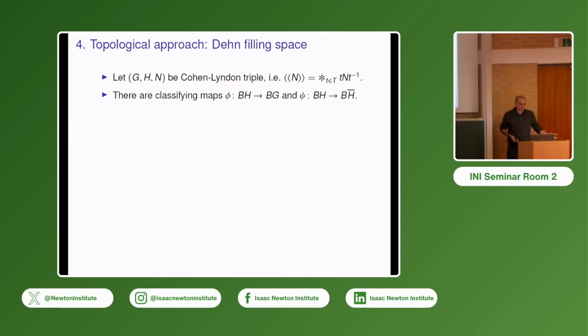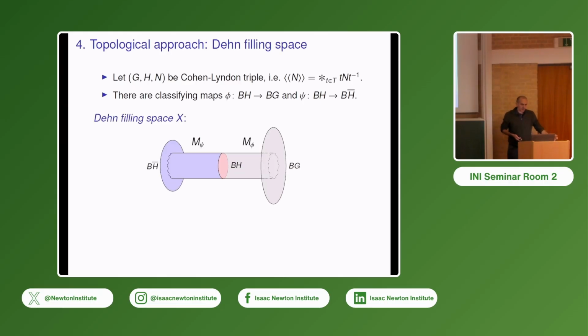Then you can form their mapping cylinders. So there's a mapping cylinder of the map on the right, and this is a mapping cylinder of this map here. Then you see that they have a common top, so you glue them together. And this is actually what we want for our Dehn filling space. We call this a Dehn filling space for this triple. And it turns out to be a classifying space for the Dehn filling quotient.